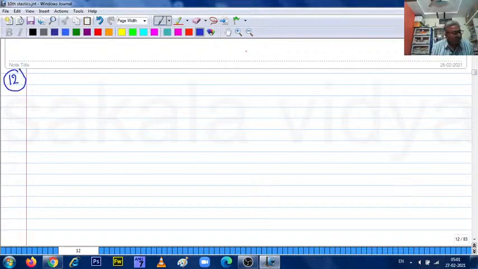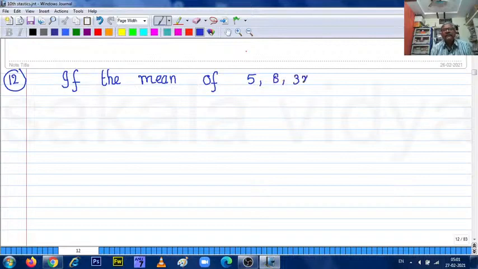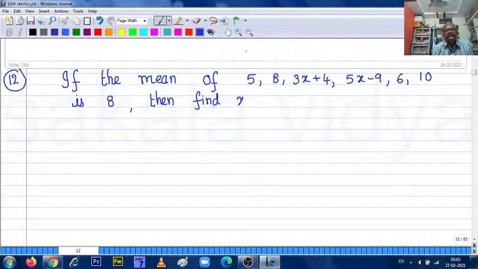12th problem. Very good morning all of you once again. If the mean of 5, 8, 3x plus 4, 5x minus 9, 6, 10 is 8, then find the value of x. This is the question.